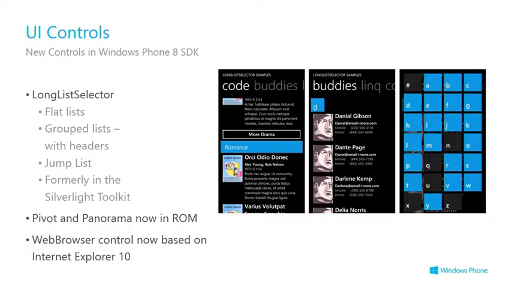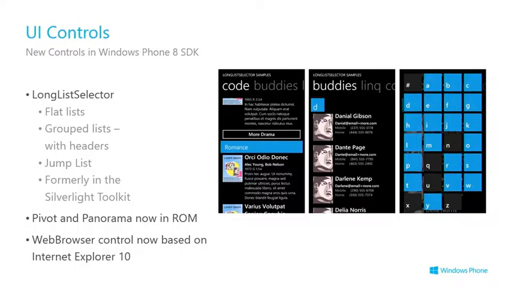Some of you will be familiar with this control because it was in something called the Silverlight Toolkit, this add-on extra collection of controls. And a very popular control, because it's kind of the Swiss Army knife of list boxes. It's very much more flexible than the standard list box because you can do things like you can see on the slide here.